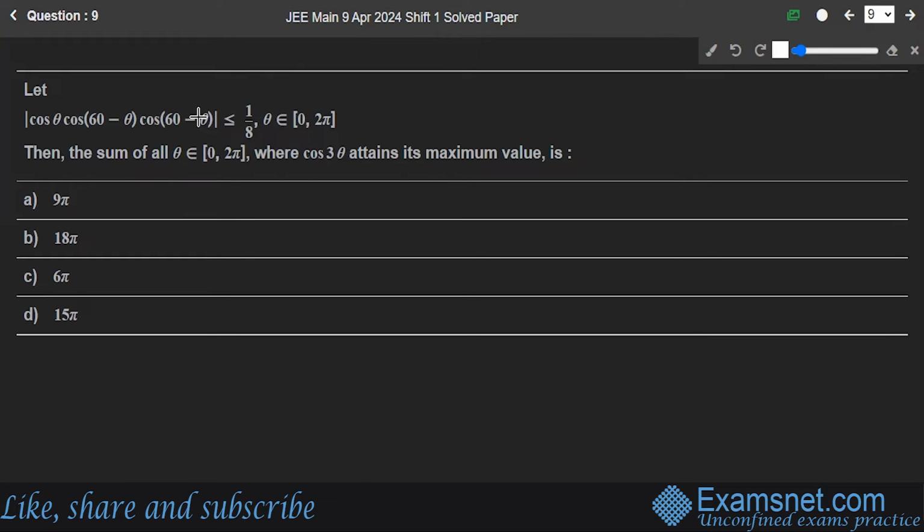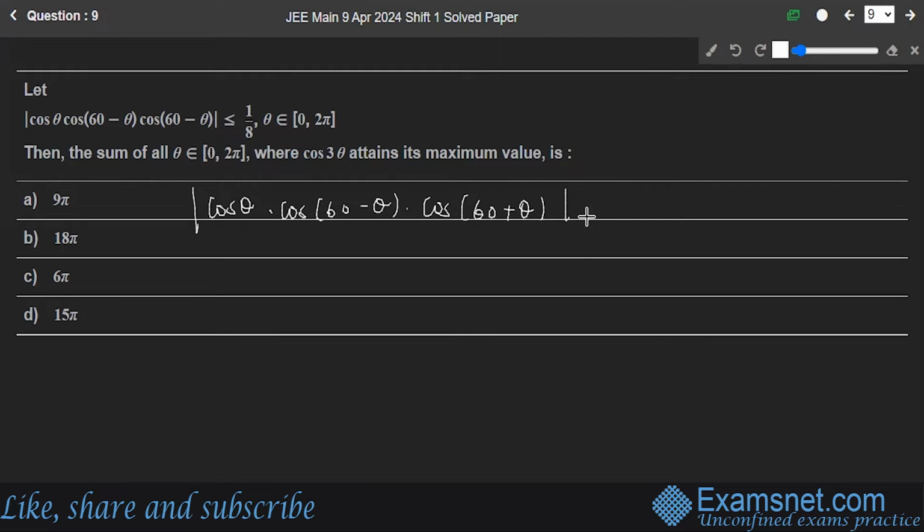So let's rewrite this. You have cos theta into cos of 60 minus theta into cos of 60 plus theta.